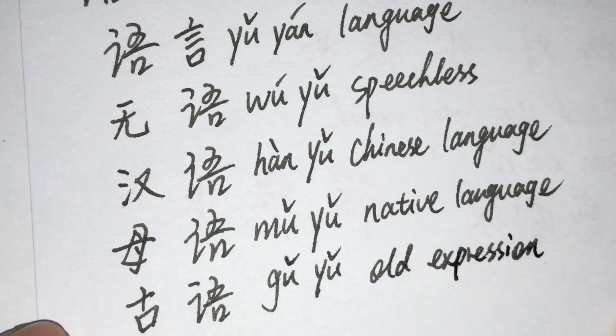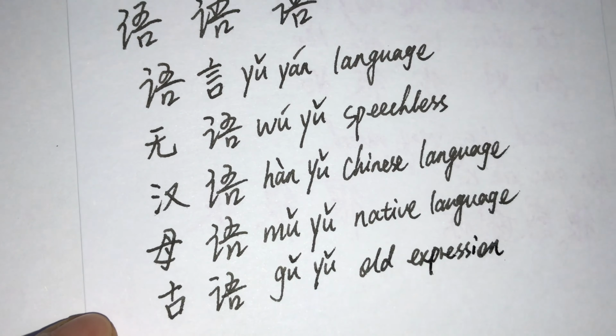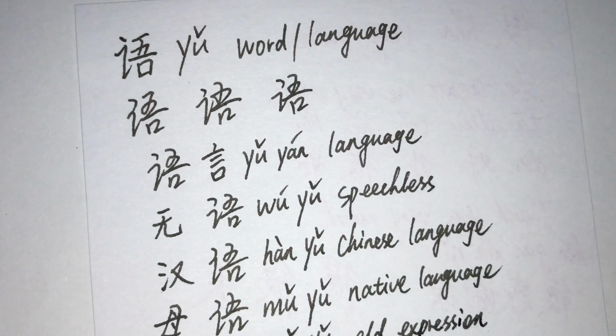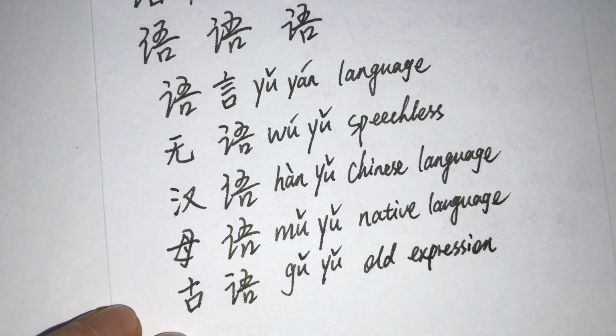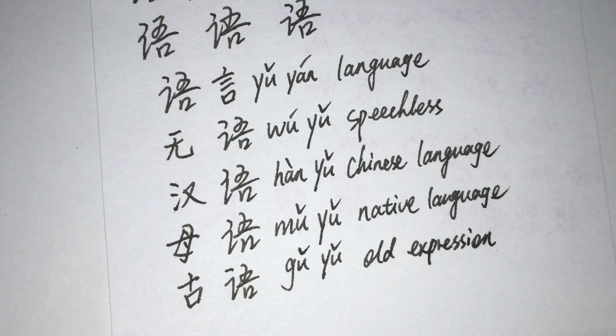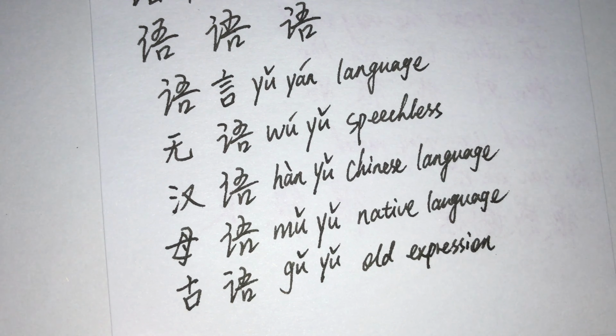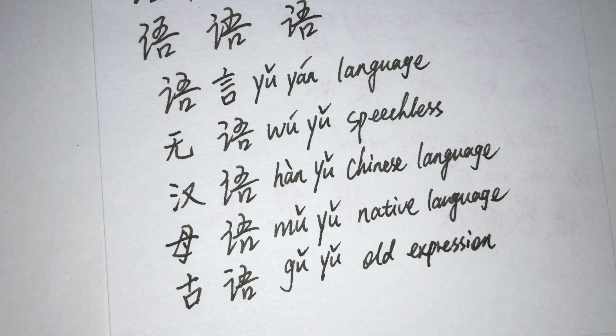语, word, language. For example, 语言, language. 吴语, speechless. 汉语, Chinese language. 母语, native language. 古语, old expression.